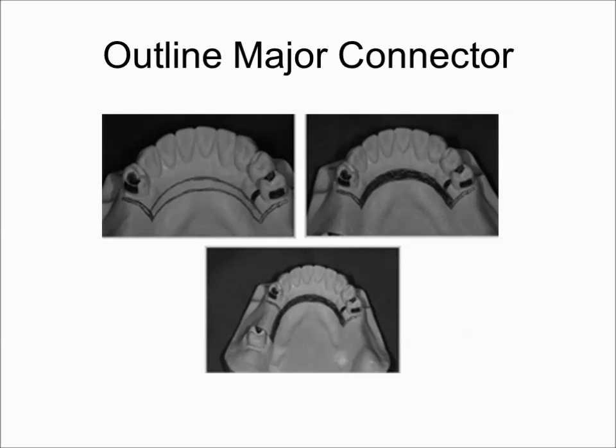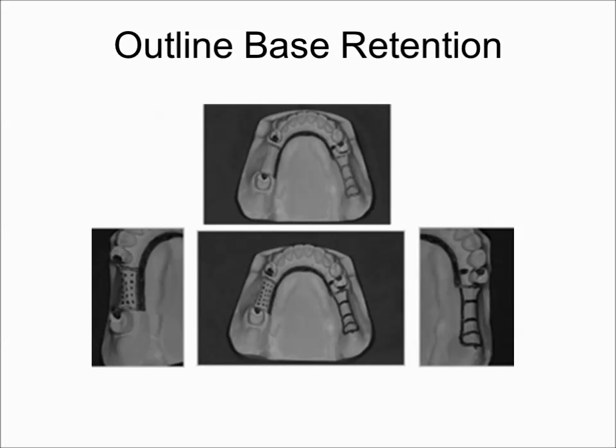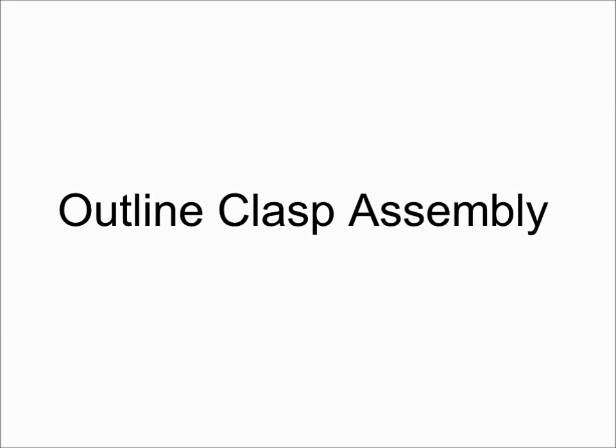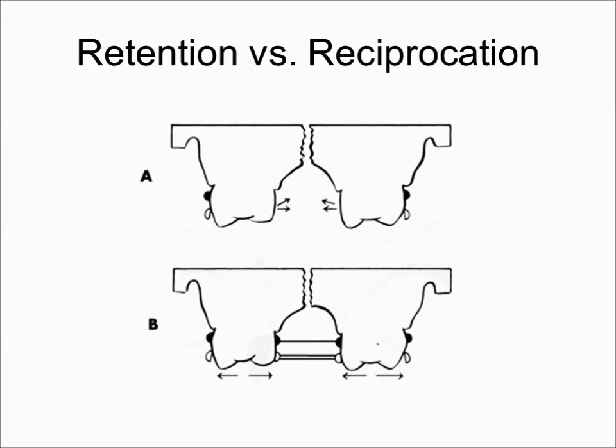Outline the major connector. Outline the base and base retentive elements. Determine how the partial is to be retained, and outline the clasps to be used. The retentive element may consist of cast metal, to be drawn in blue, or wrought wire, which is drawn in red. Reciprocal elements may consist of cast clasps, vertical bars, or plating and should be drawn in blue.